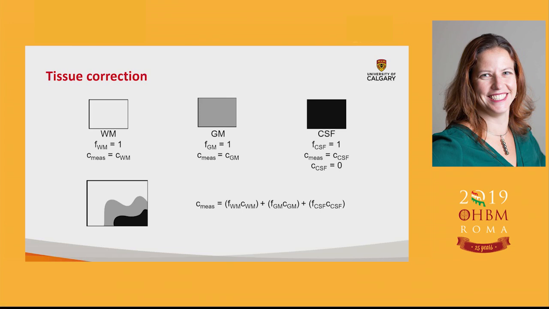And finally, in CSF, if you had a full voxel of CSF, you would measure probably nothing because there isn't any GABA in CSF. However, we have these voxels that are made up of different weightings of white matter, gray matter, and CSF. So our measurement that we get is weighted by those fractions at the bottom.